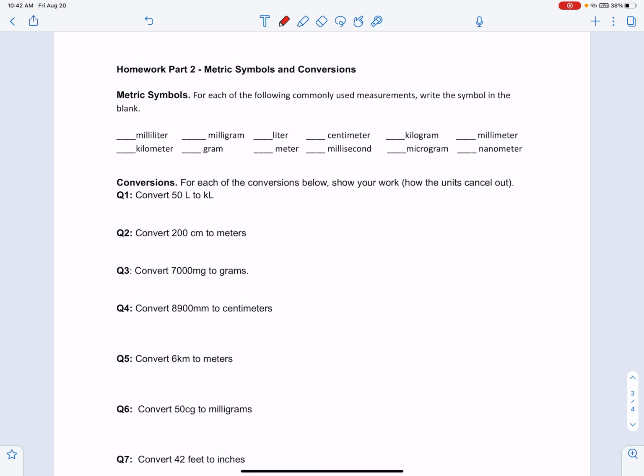All right, let's take a look at our metric system conversions. These symbols, I'll let you guys do. It's based on our notes. Let's just go over these conversions very quickly.